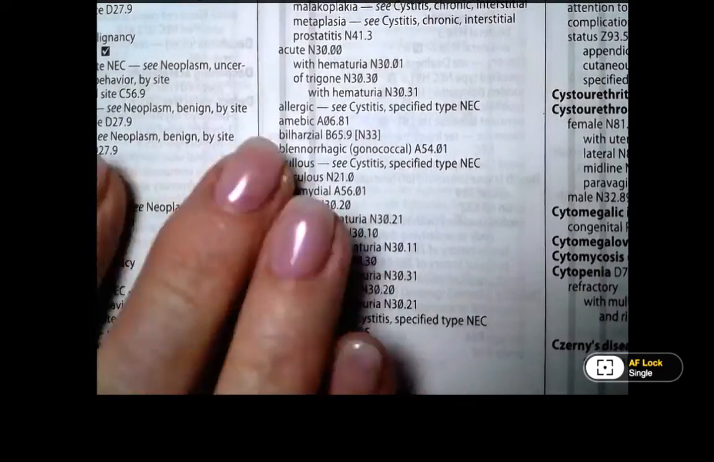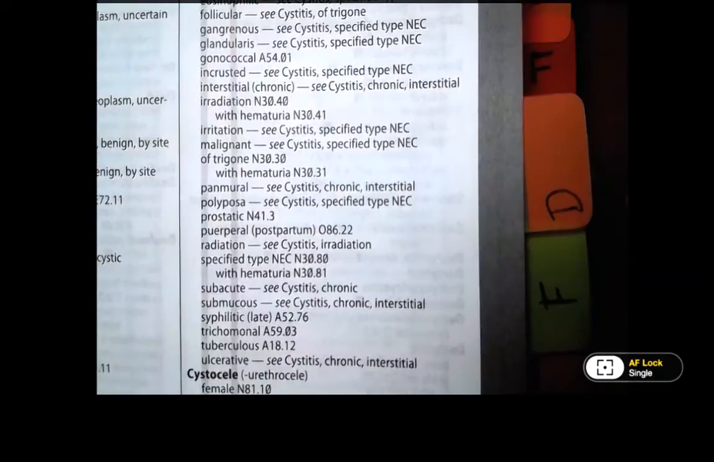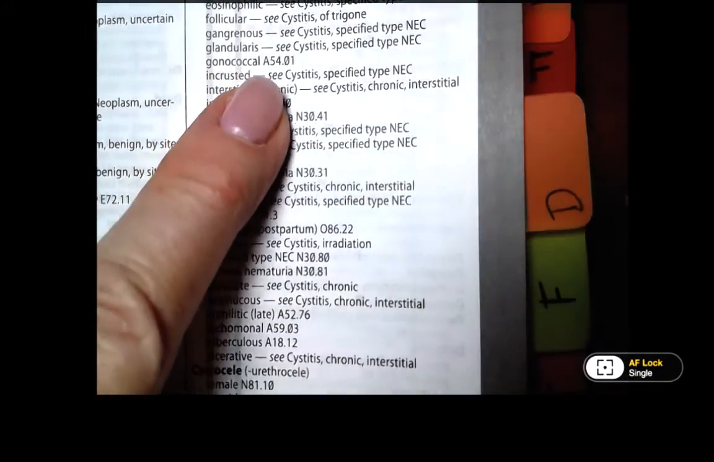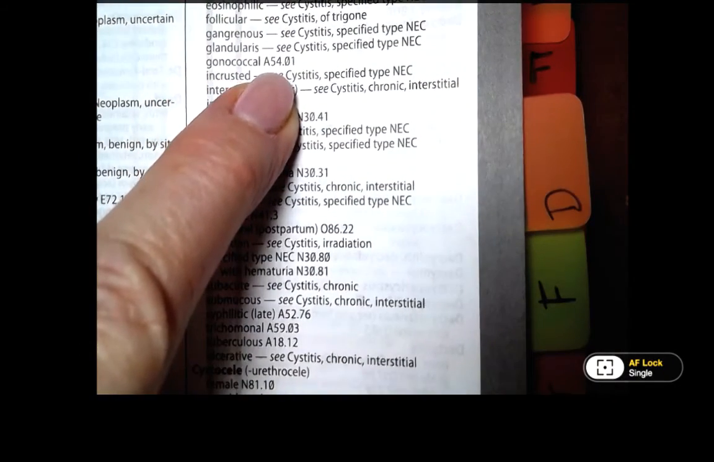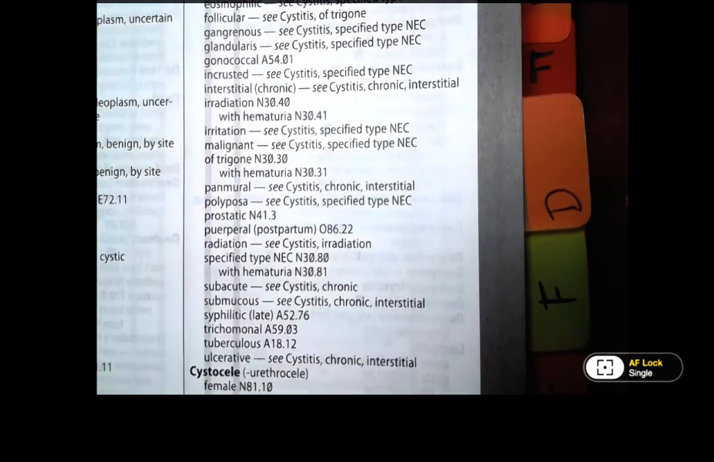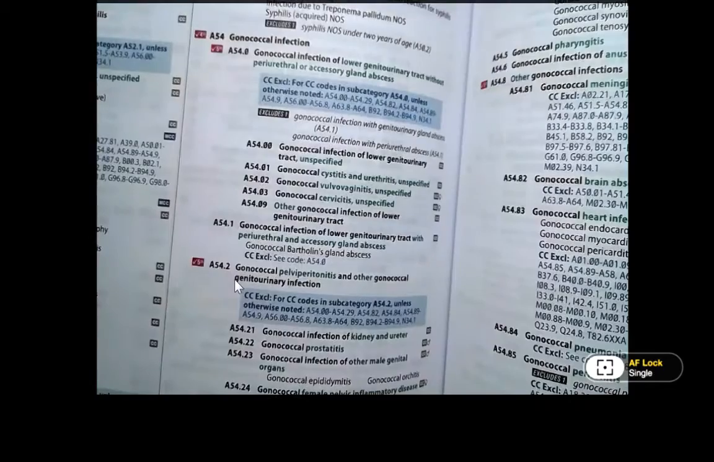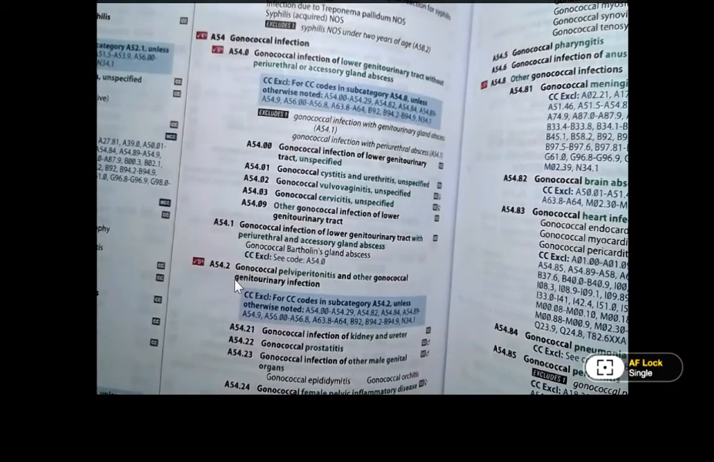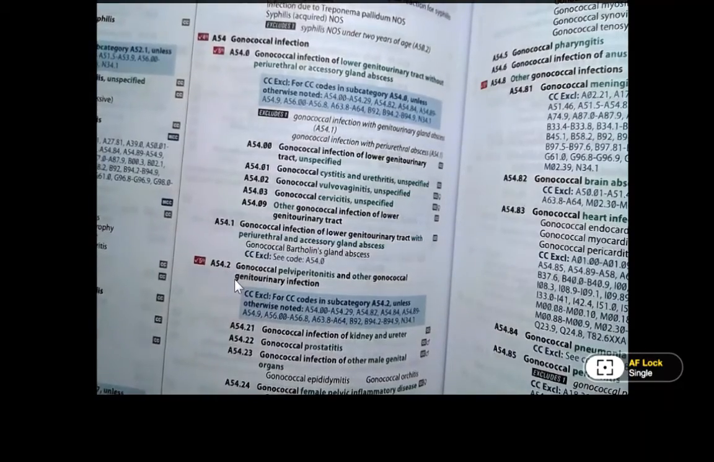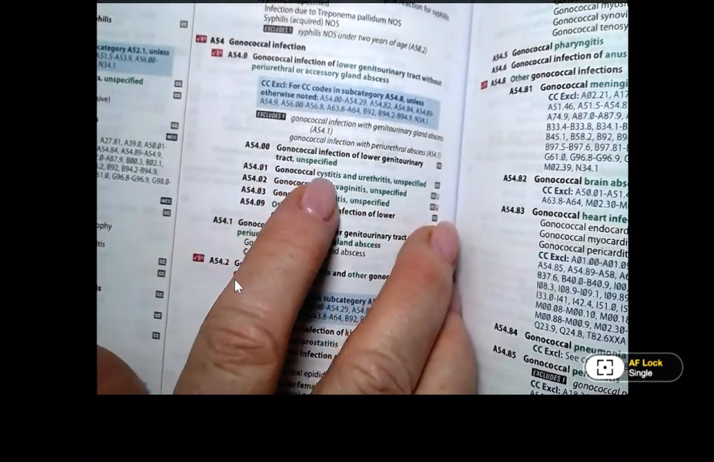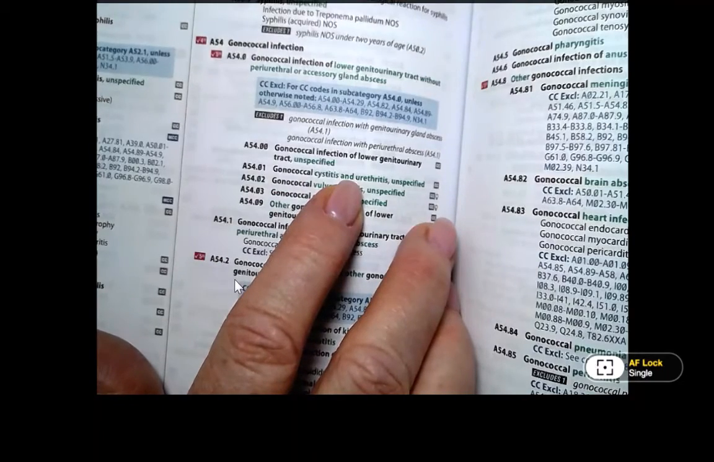We have to go back to the top of the page, and there it is, A54.01. So then we're going to look that up in our tabular list, and now we're in our tabular at A54.01, gonococcal cystitis and urethritis, unspecified.